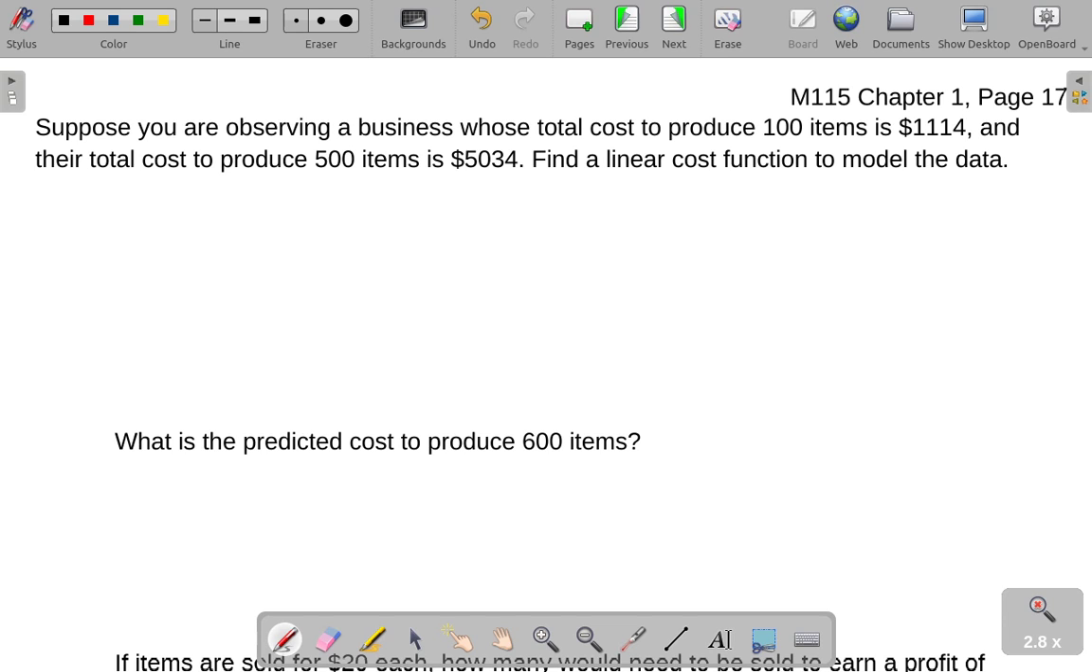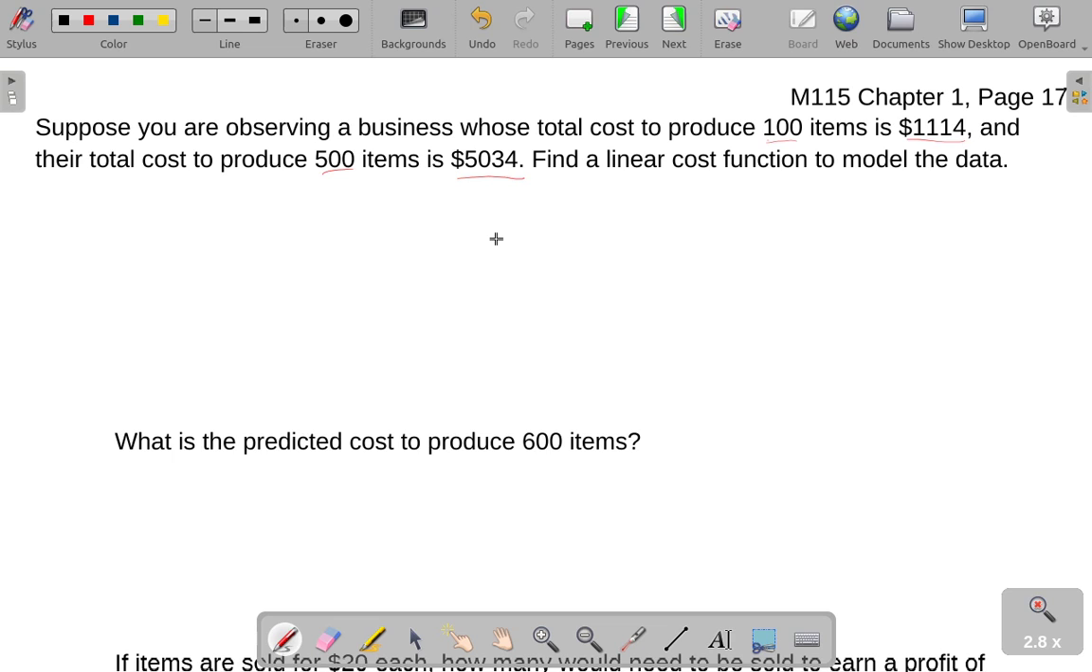Suppose you're observing a business whose total cost to produce 100 items is $1,114, and the total cost to produce 500 items is $5,034. Find the linear cost function to model the data. So, let's see. We know the total cost to produce this many items is there. We know the total cost to produce that many items is here.